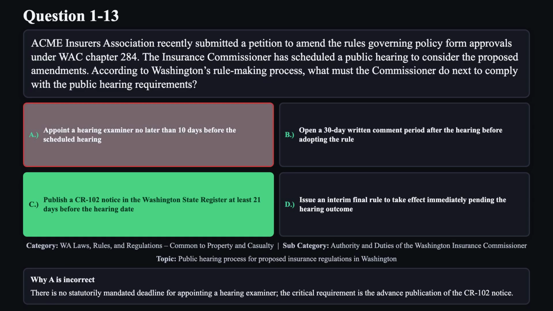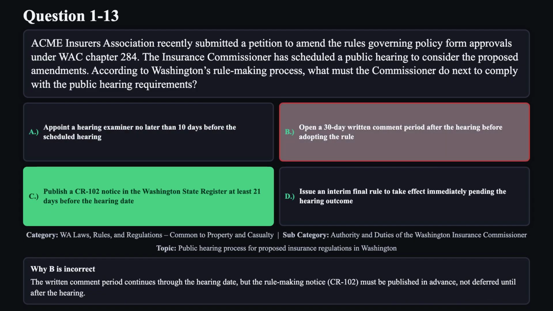Reason A is not correct. There is no statutorily mandated deadline for appointing a hearing examiner. The critical requirement is the advance publication of the CR 102 notice. Reason B is not correct. The written comment period continues through the hearing date, but the rulemaking notice, CR 102, must be published in advance, not deferred until after the hearing.